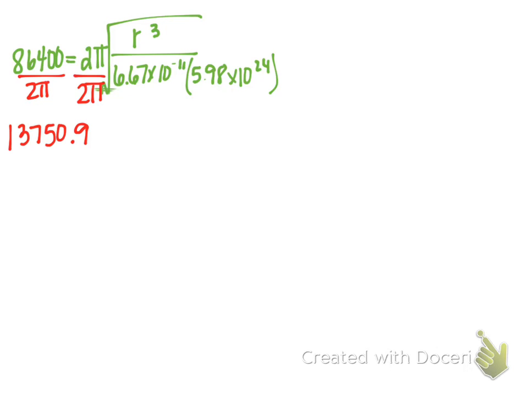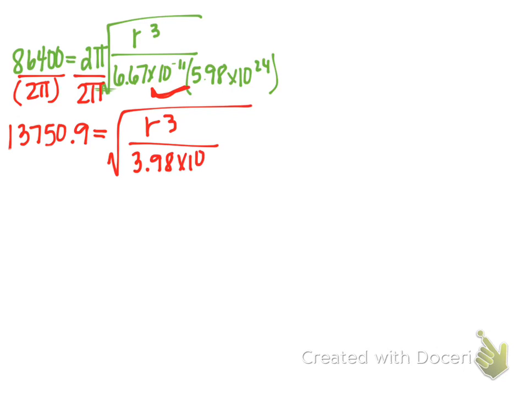13,750.9. If you do not get this value, that means you're not plugging this into your calculator correctly, which is a problem. So you either have to hit divide by parentheses 2 pi or divided by 2 divided by pi. Be very careful about that. Okay, so that leaves us with that equal to the square root of r cubed over, and I'm going to multiply these two values together on the denominator, which gives us 3.98 times 10 to the 14th. All I did was multiply these two values together in the denominator.